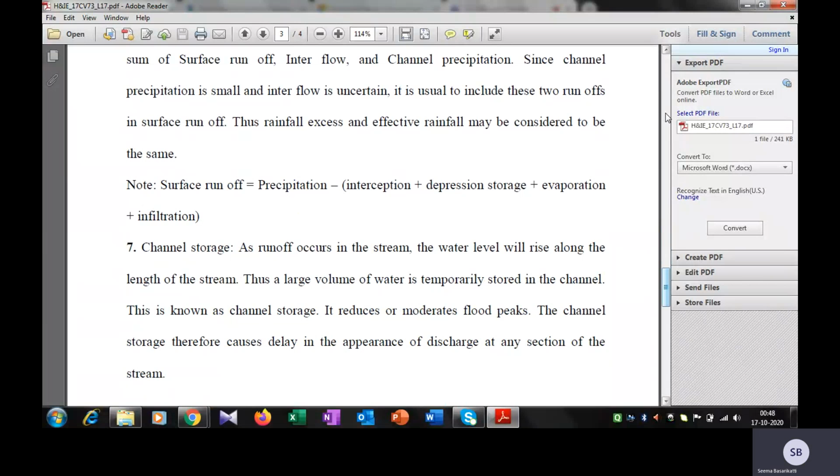It should be taken into care that surface runoff should be equal to precipitation minus the sum of interception plus depression storage plus evaporation and infiltration.